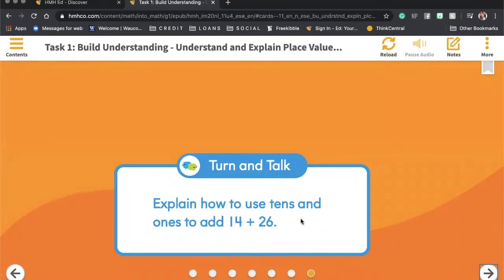Explain how to use tens and ones to add 14 plus 26. All right, I've switched over to my whiteboard here. They want to know, explain how to use tens and ones to add 14 plus 26. So I have the number 14. There's my 1, and here's my 4. Plus 26.